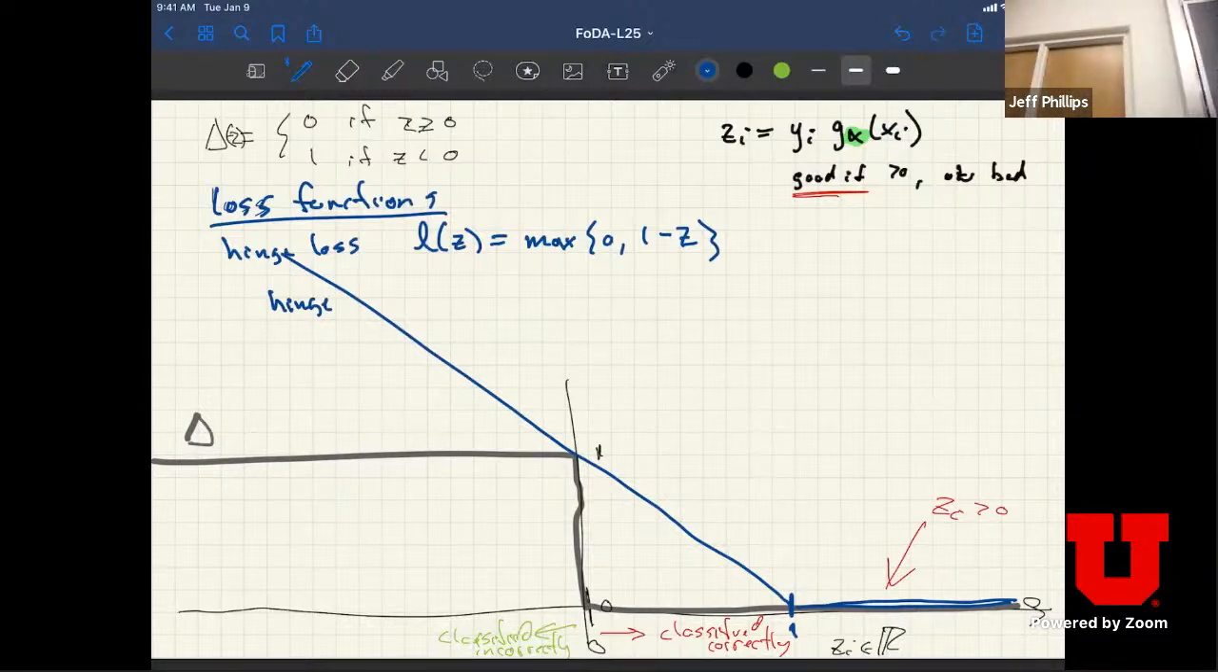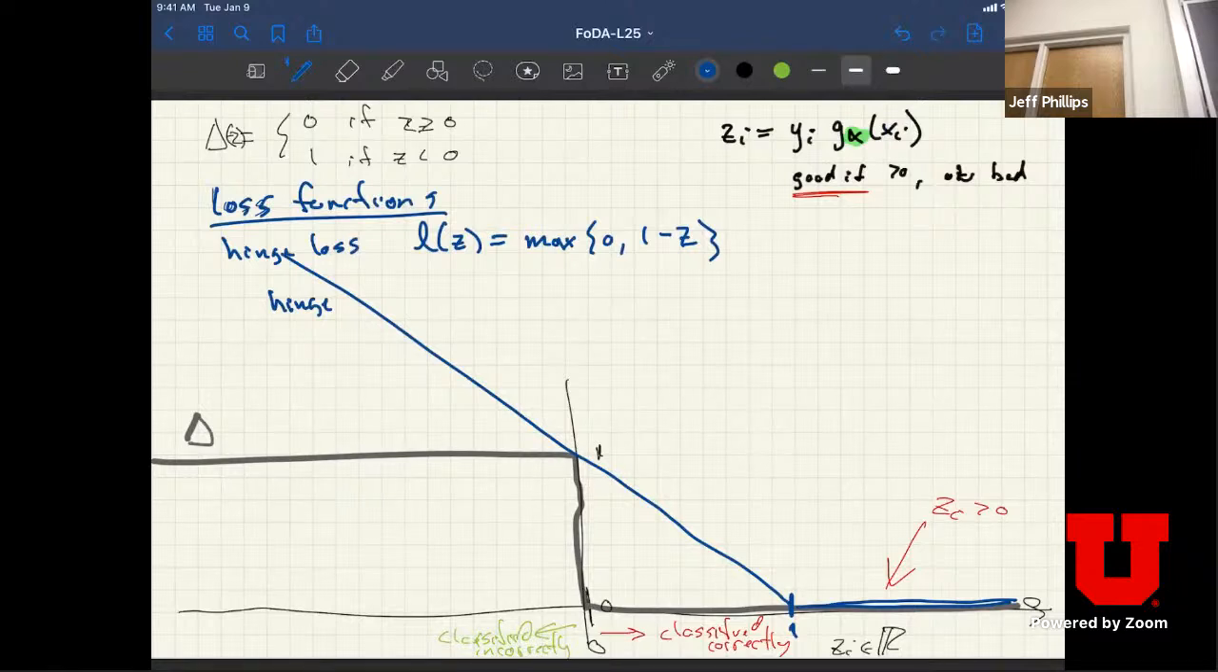Okay, so this is a convex function. I draw the midpoint between any two points on the curve, and it's above the curve, right? It's convex. It's mostly differentiable. It's not differentiable at 1. If zi is equal to 1, then it's not differentiable, but it's differentiable almost everywhere. And in fact, the derivative is really easy, right? It's a linear gradient here, and it's got a gradient of 0 here.